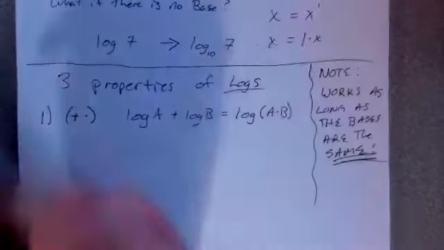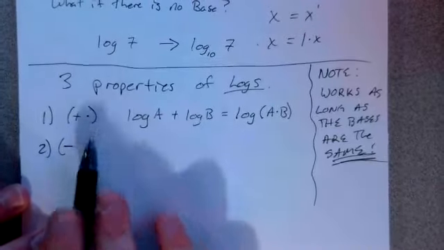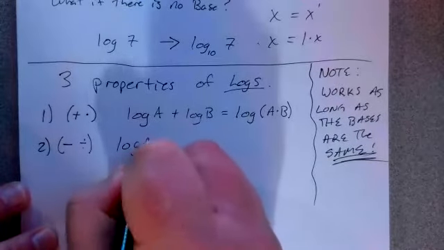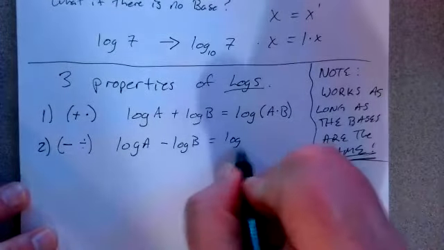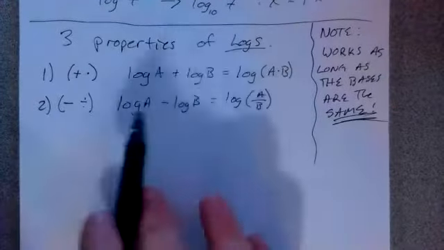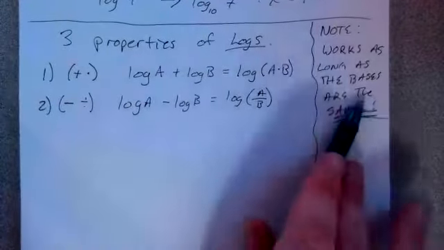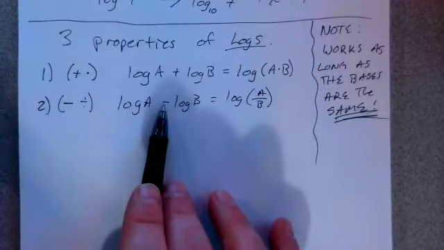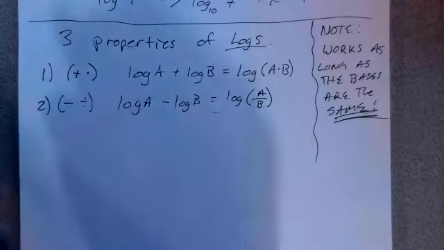Okay. The second one is going to be subtraction. All right, addition, multiplication. The next one is going to be subtraction, division. So if I have log A minus log B, then that's going to be equal to the log of A over B. All right. Again, if there's a subtraction sign, we divide. If there's an addition sign between two logs that have the same base, right? Addition sign, then we multiply the arguments. Subtraction sign, we divide the arguments. And we make sure it's in order, right? A over B.